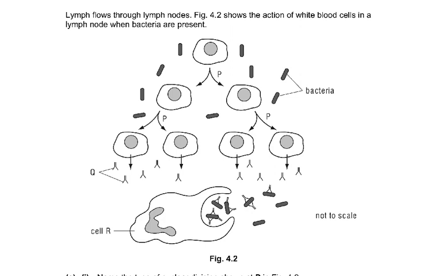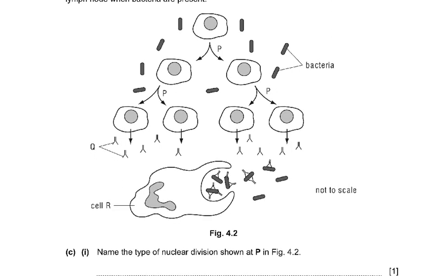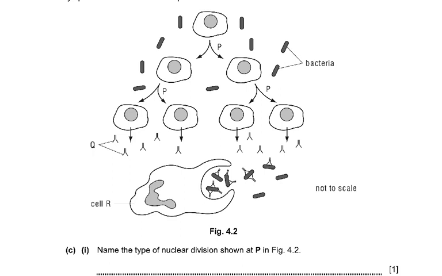Now coming to this part of the question, lymph flows through lymph nodes. Figure 4.2 shows the action of white blood cells in a lymph node when bacteria are present. So you can see the bacteria, they've shown you in the rod shape, and then they've shown you P. And what is P? P is, you can see mitosis, that one cell which is selected, dividing and forming many numbers of cells. And then they're producing antibodies, and the antibodies are going and locking on to the bacteria. And then the phagocyte comes, and here comes the bad guy, and that mops up all the bacteria. So it's like the police coming and rounding up all the criminals.